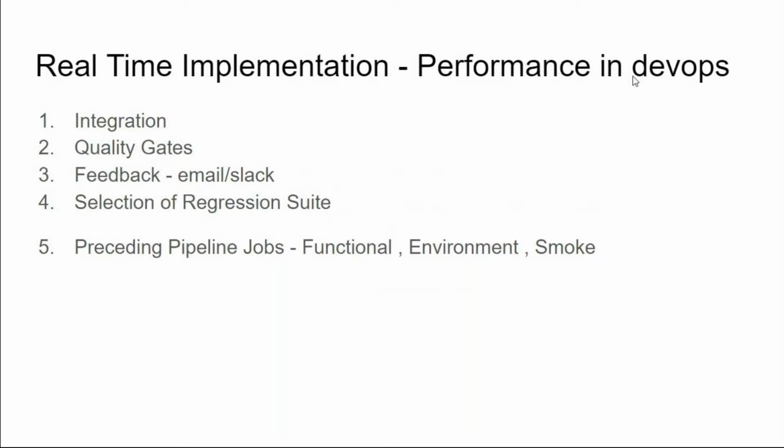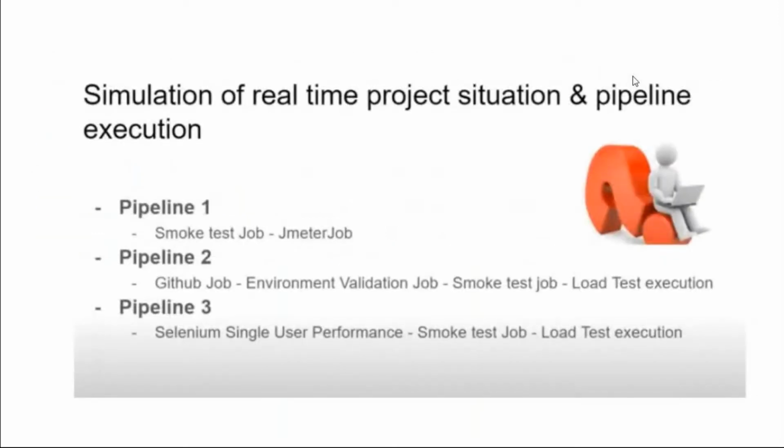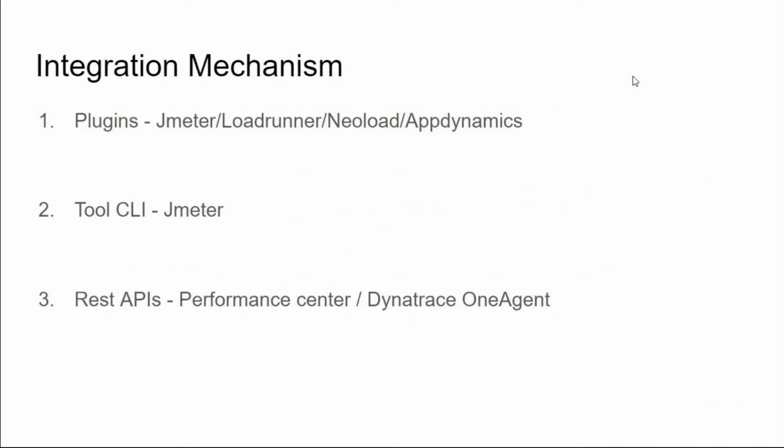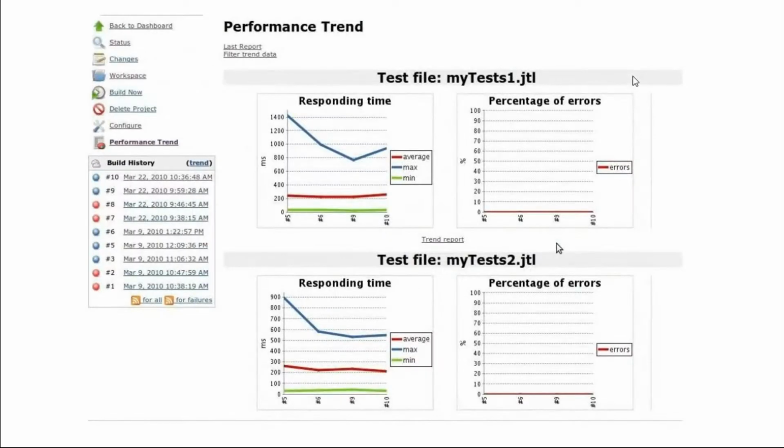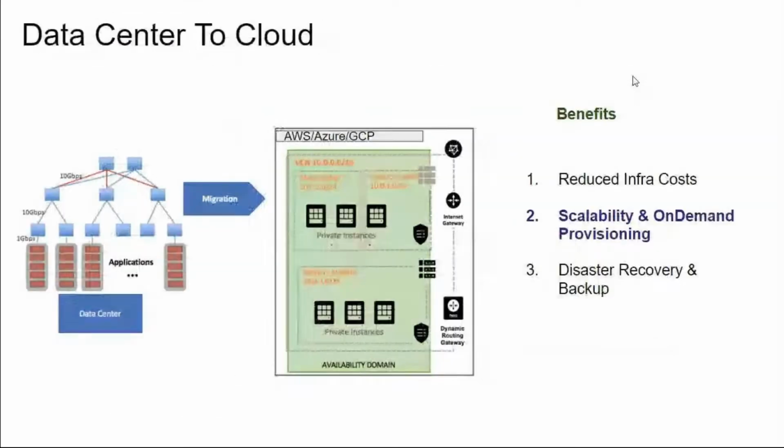All these things we'll try to learn: how this is implemented, how a pipeline is going to look. We will use JMeter and Jenkins to create pipelines, to execute a few jobs, and then try to use some of the plugins available in Jenkins to have this integration. That is what we will try to learn from a DevOps perspective.